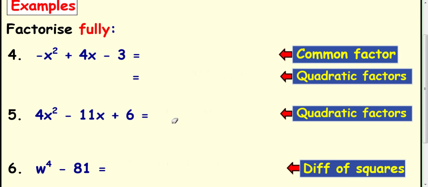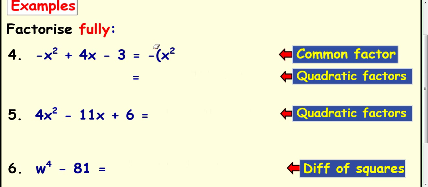Okay, 3 questions to go. Factorise fully. Right, first of all, look for a common factor. Now I've got a negative x squared here. I don't really like that. So I'm going to take out a common factor of negative 1, just to help me out here. So negative 1 multiplied by x squared is negative x squared.